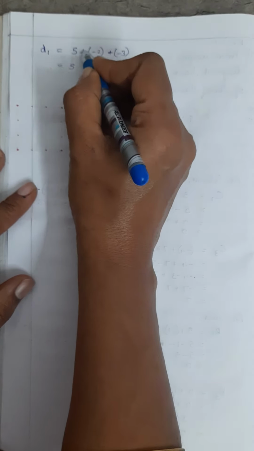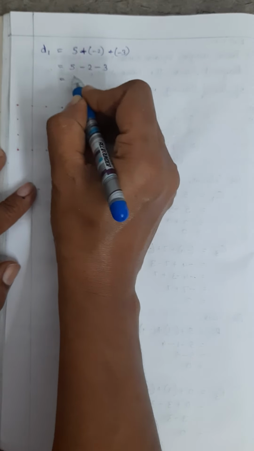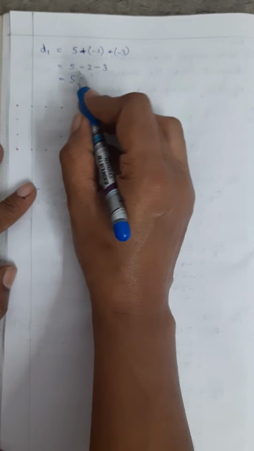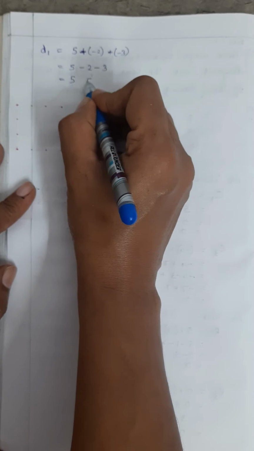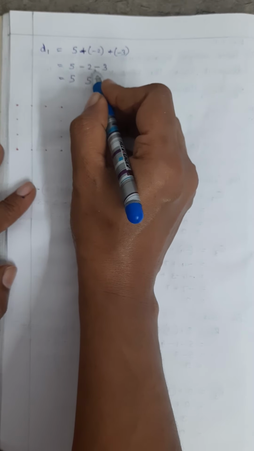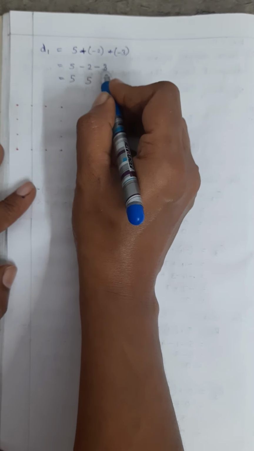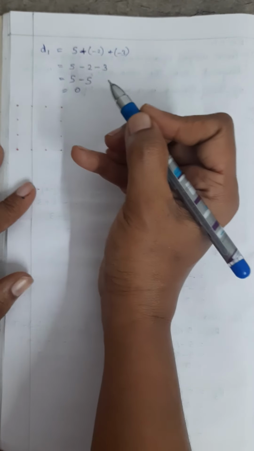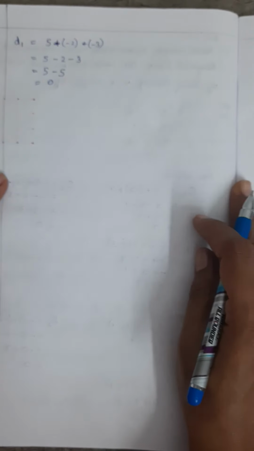What is plus into minus? Minus. Minus 2, again plus into minus, minus 3, which is equal to, same sign, let's add first, 5. So these two are same signs, 2 plus 3 is 5, and sign of bigger number, that is minus 3 is bigger, so it will become minus. 5 minus 5 is 0. Right. Let's go to the next diagonal, D2.